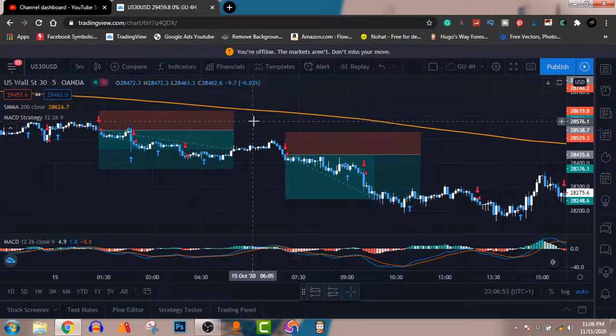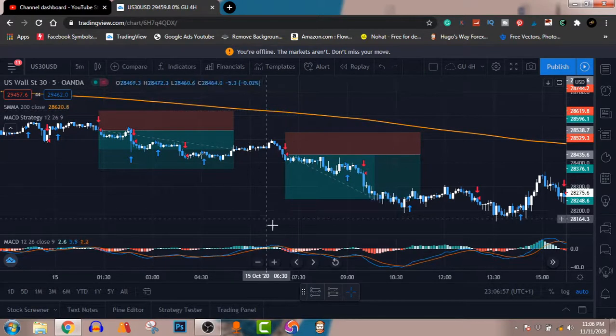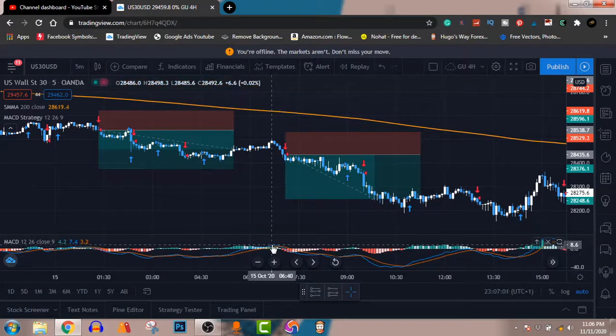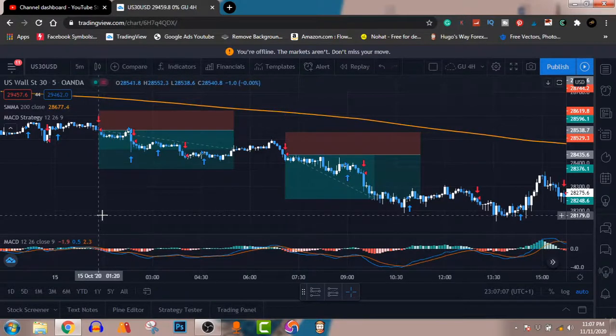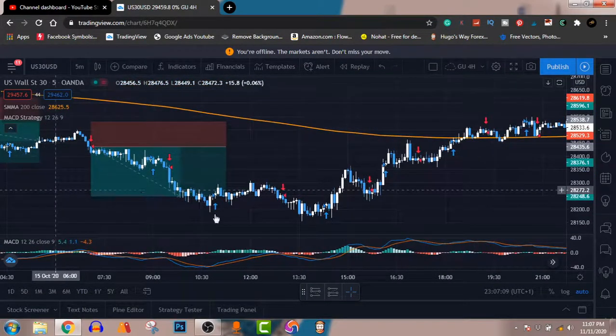For a sell, the 200 moving average has to be above the price, and the MACD line should be above the zero line, which happened here, and it also happened here, as you can see. So that's how it works. So we'll just keep going.